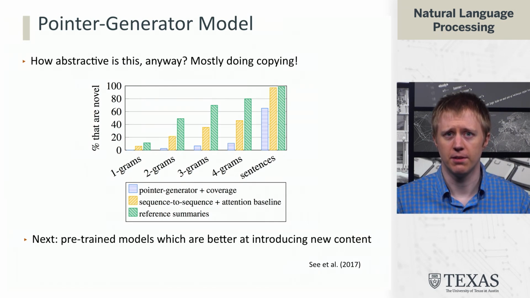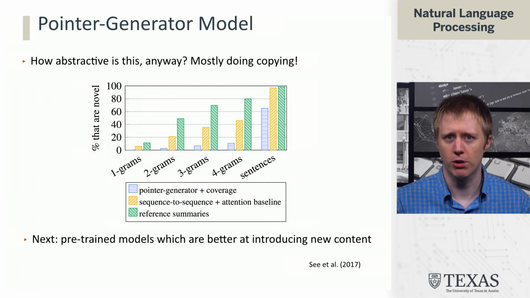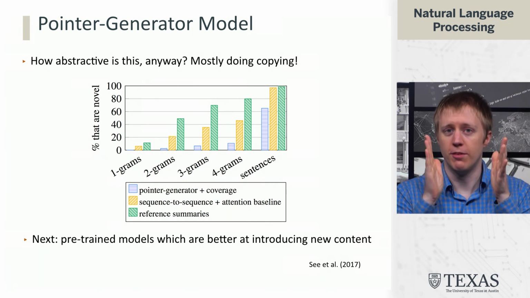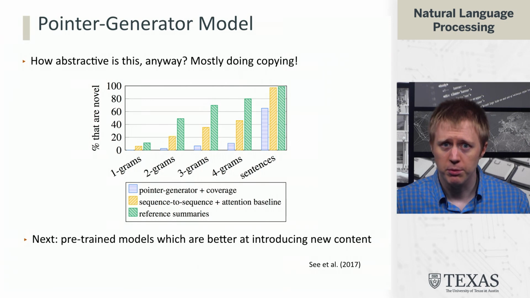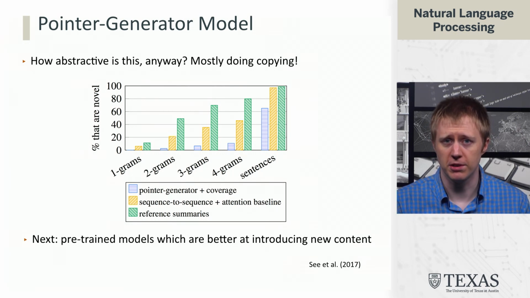The main challenge here is that this approach is not actually as abstractive as we might want it to be. One nice thing they studied in their work was the fraction of 1-grams, 2-grams, 3-grams, and 4-grams, but we'll focus on 4-grams, that are novel with respect to the input document. Their pointer generator plus coverage model actually only produces around 10% novel 4-grams. That means that 90% of the 4-grams in their summaries are taken directly from the original article. And this is out of whack with what is true in reference summaries, right? This green bar is much, much higher. Around 80% of reference summary 4-grams are novel with respect to the original article.